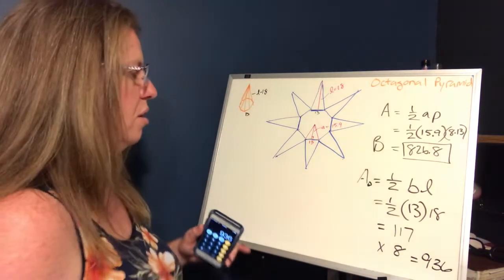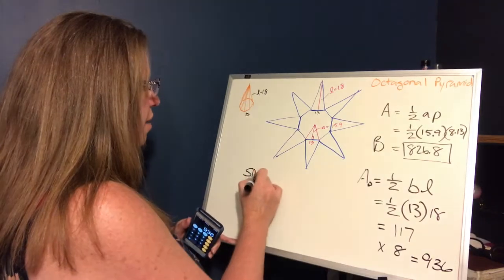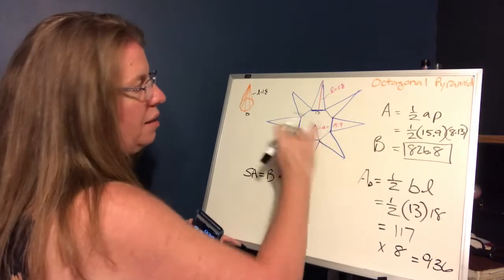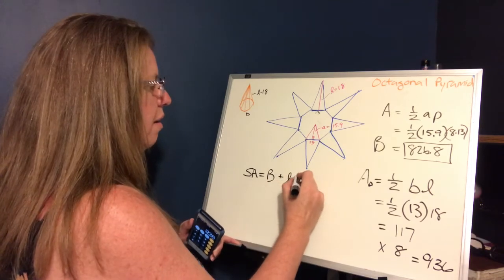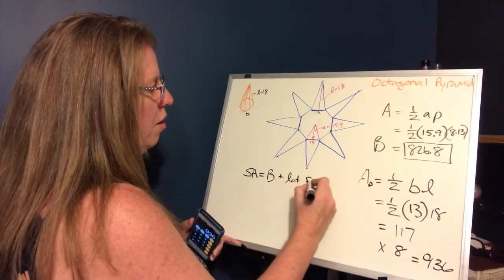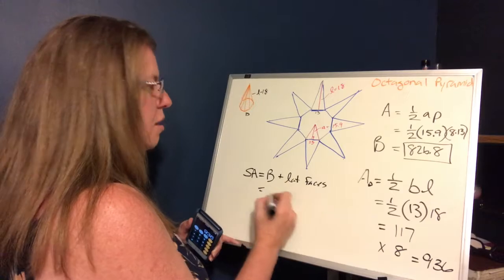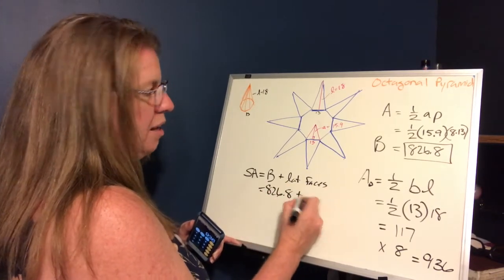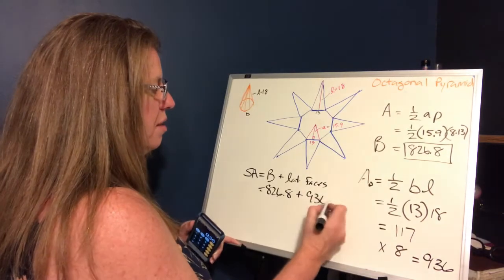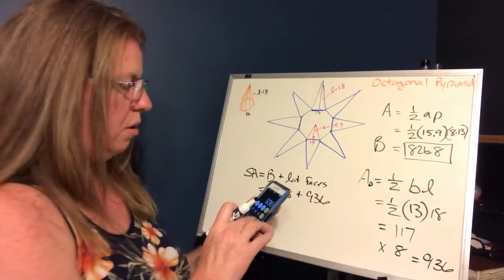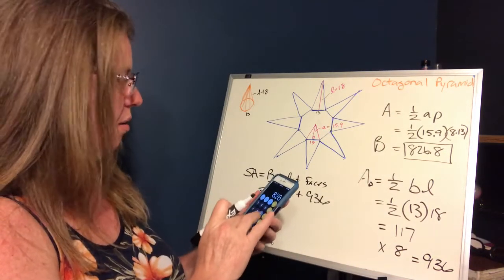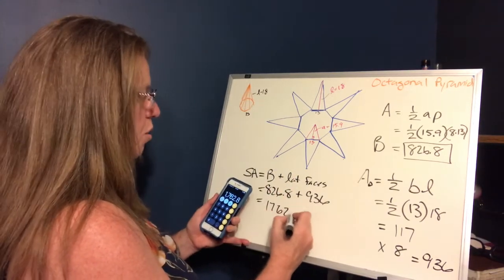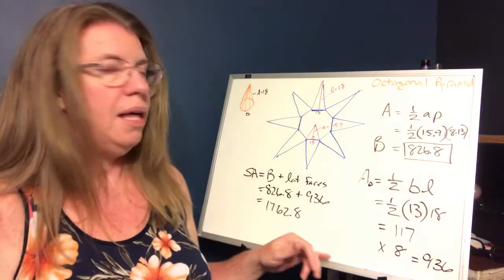Our lateral faces are all 936 units squared. So my surface area is the area of the base plus the lateral faces, which are all the triangles. So we have 826.8 plus 936 equals, going to add that together, 1,762.8. Okay, that's the total.